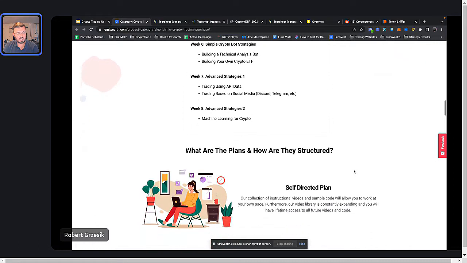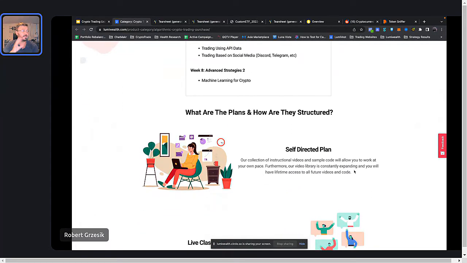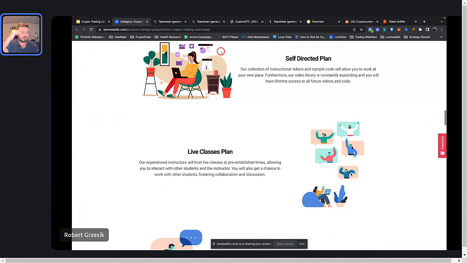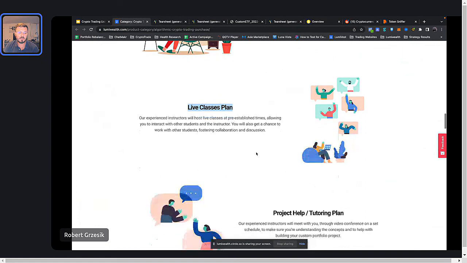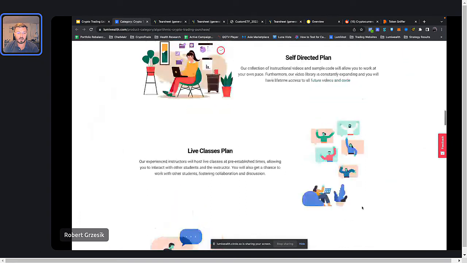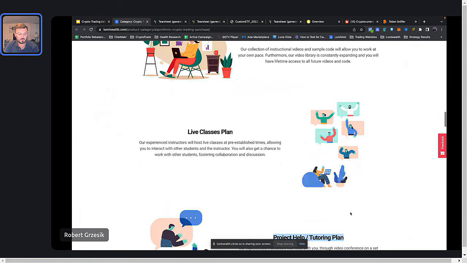So how do we structure our classes, and what are the different plans that you can get for our classes? So we have 3 different plans. They each get more and more, they all stack on top of each other, right? So first it's self-directed, then live, then project help and tutoring. Everything in self-directed is in live, and then everything in live is in project help tutoring. So they stack on top of each other, right?